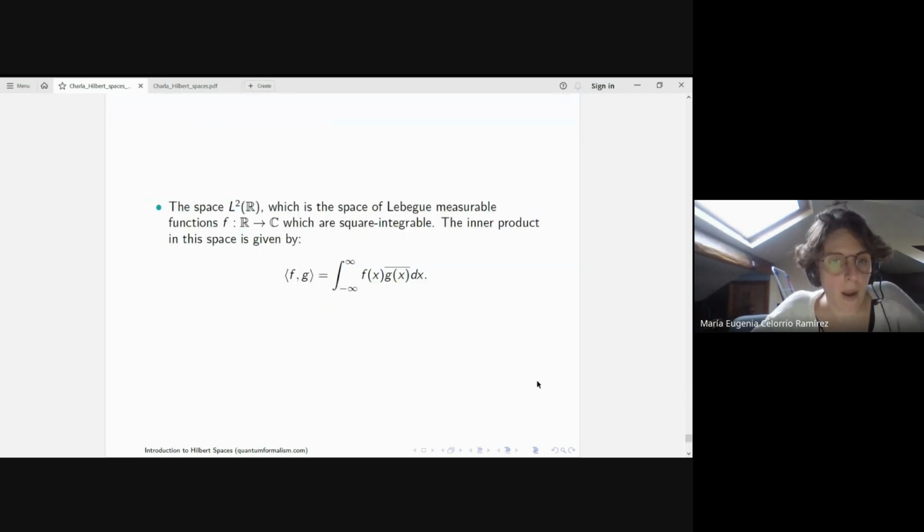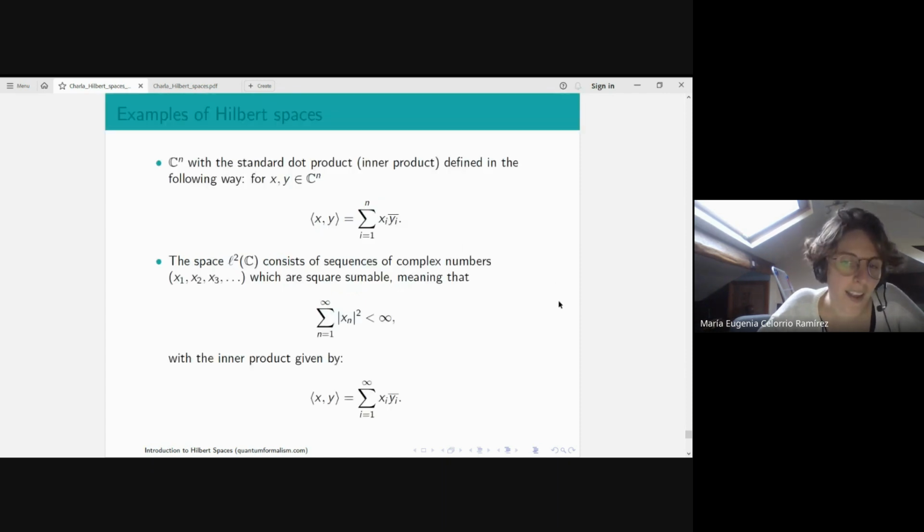And the final example that I'm going to give is the space of Lebesgue measurable functions, which in physics, I'm sorry if I'm wrong, I think are all going to be taken for granted, but as a mathematician, I have to state it. That go from R to C and which are square integrable. This square integral is just integrating the modulus of f squared. And the inner product is going to be given in this way. It's just the integral of f times g of x complex conjugate. Now, I'm sorry because I'm going to move back again, but if we check this, it's very similar. We didn't have a function, we had a sequence, but what we're doing is the sum up to infinity of elements times the complex conjugate of the second one.